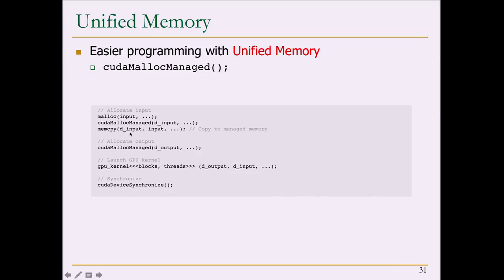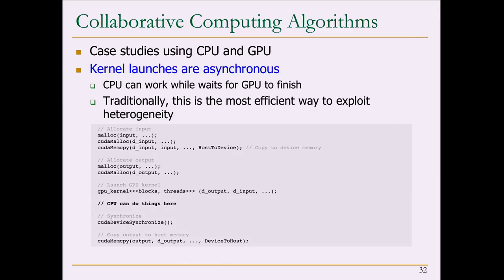So the good thing is that we just need to allocate the input, allocate the output, pass these pointers to the GPU kernel, and we don't even need to take care of the explicit data transfers. By using this new feature, the unified memory, it's going to be much easier to have tight collaboration between CPU threads and GPU threads working at the same time on the same application.